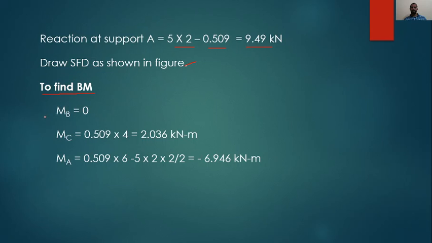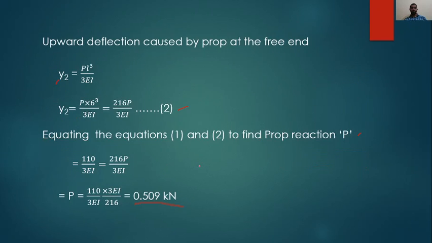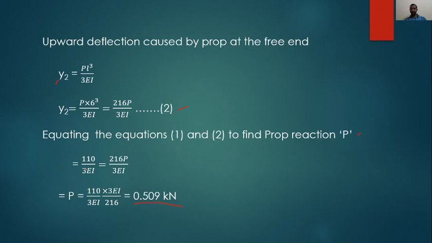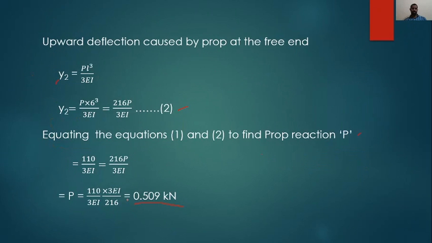moment diagram. Bending moment at B, MB, will always be 0, and let us calculate the bending moment at C, that means exactly over here. So prop reaction multiplied by this distance, nothing but 4. 0.509 multiplied by 4 will give you 2.036 kilonewton meter. Similarly, bending moment at A, again we'll go back. Bending moment at fixed support A is equal to prop reaction multiplied by 6 minus 5 into 2 into half of this, 2 by 2.